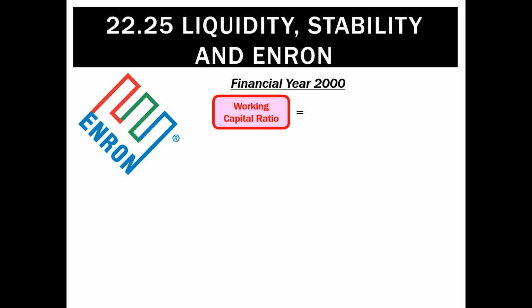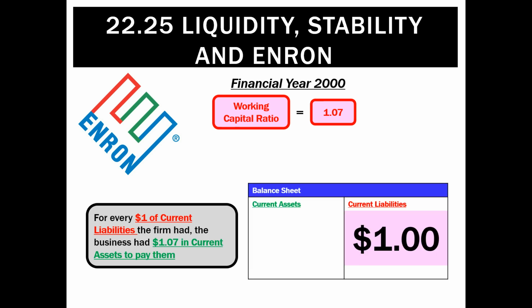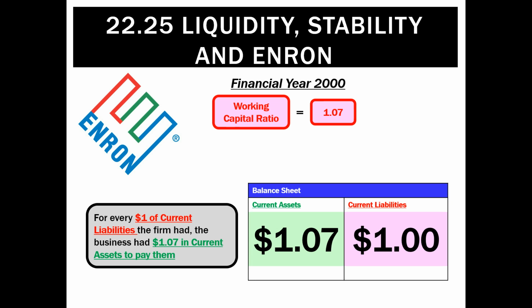We've learned about the working capital ratio. So for Enron, that working capital ratio in its last year of operations was only 1.07. What does that mean? It means for every dollar of current liabilities the business had, there were only $1.07 in current assets to finance them. So it's cutting it very fine. They only have an extra 7 cents for every dollar of debt that's due for repayment in the next 12 months.